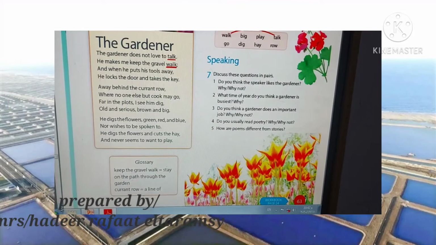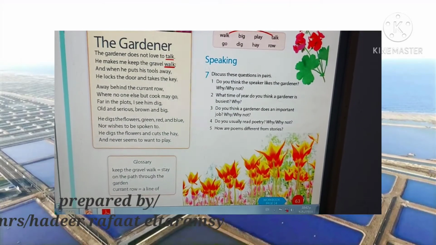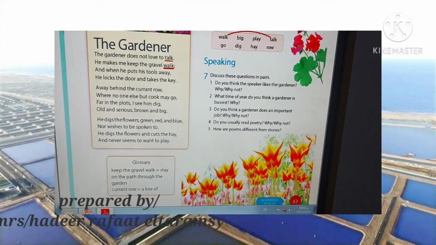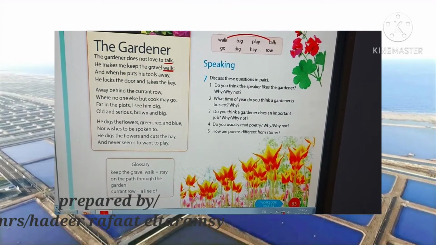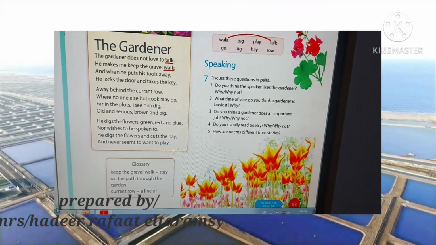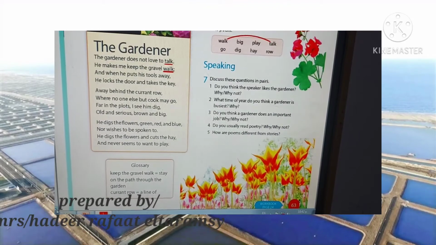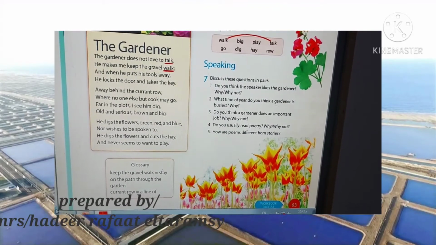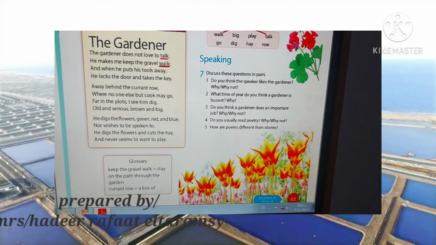Let's read the words. Keep the gravel walk. Stay on the path through the garden. Currant row, a line of plants that have small fruits.